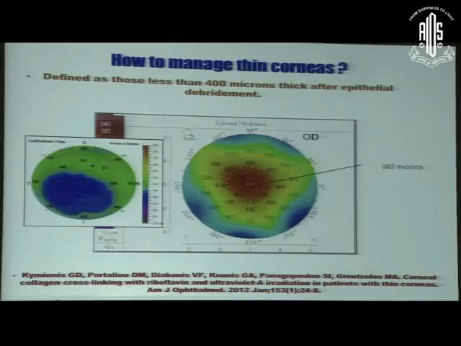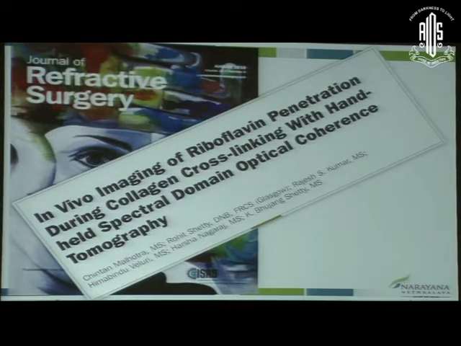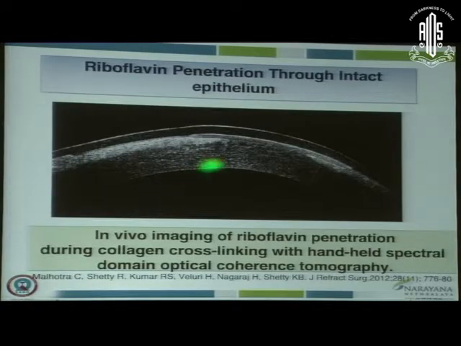Steroids for 6 weeks, I use another one. I'm not worried too much about scarring, and lubrication. And I believe that it's inflammatory, so I keep them on cyclosporine for 6 months to 1 year, and omega-3 fatty acids, because it helps to reduce any lid-based inflammation which can be a trigger factor for this.